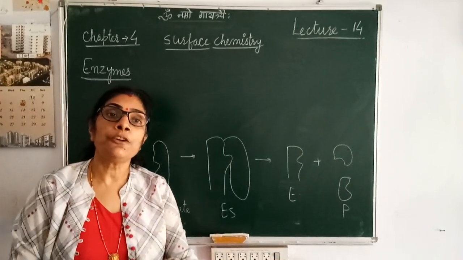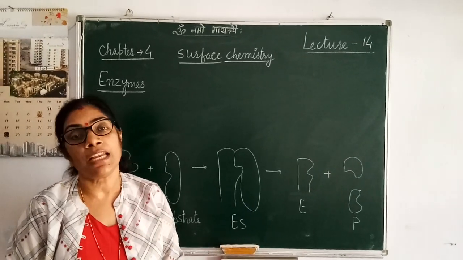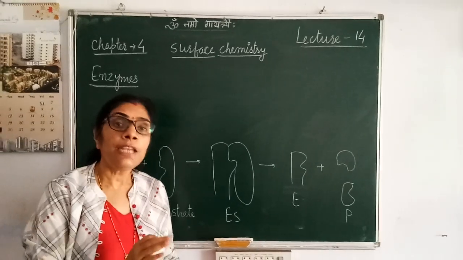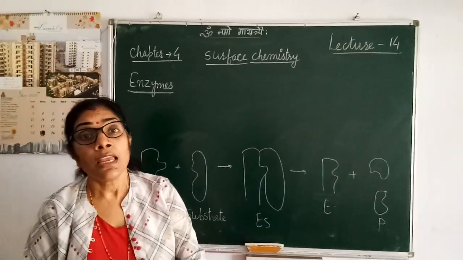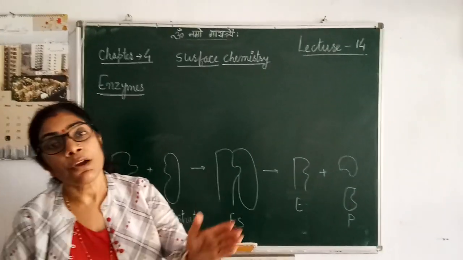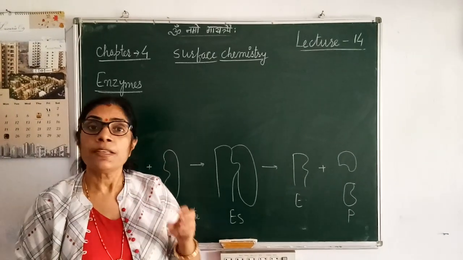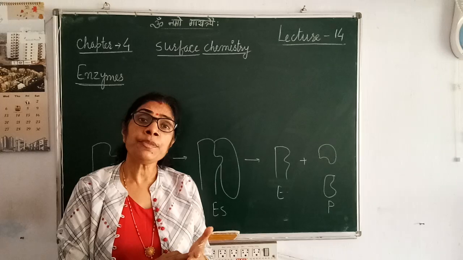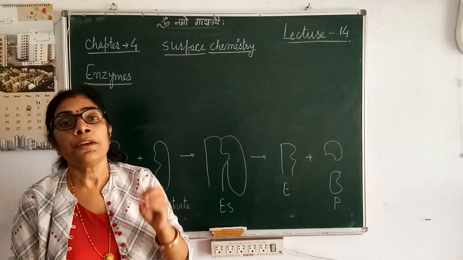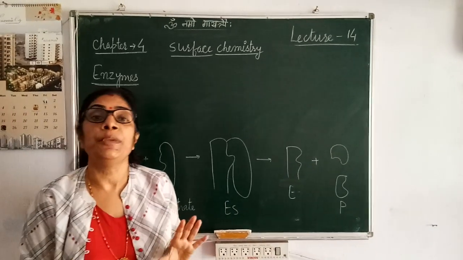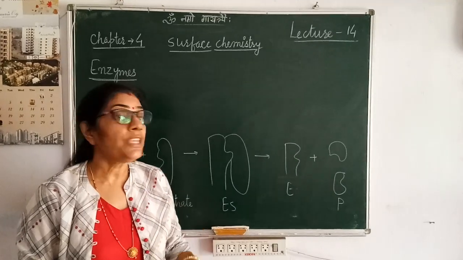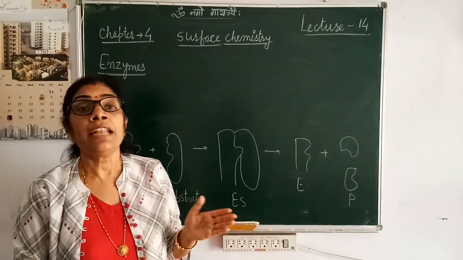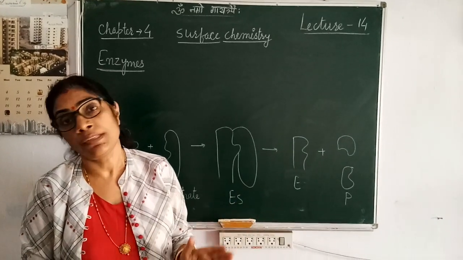Glucose is converted to ethanol and carbon dioxide only in presence of zymase. Urea in presence of urease. Maltose in presence of maltase. This is called specificity. Secondly, enzymes work under optimum temperature and pH as well. So temperature is the body temperature, that is 37 degrees Celsius, and the pH is 5 to 7.